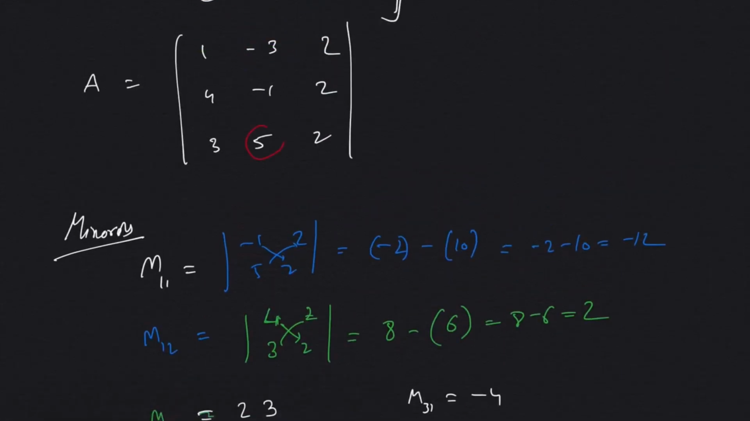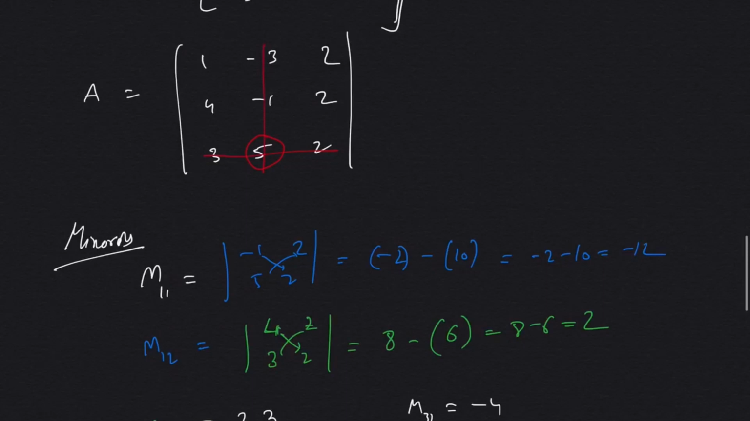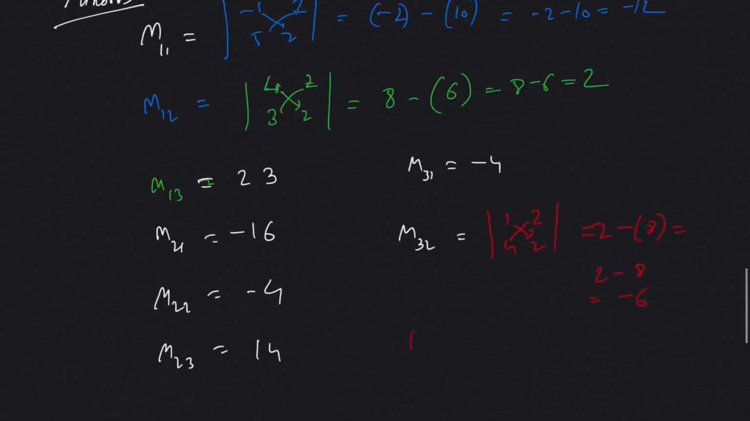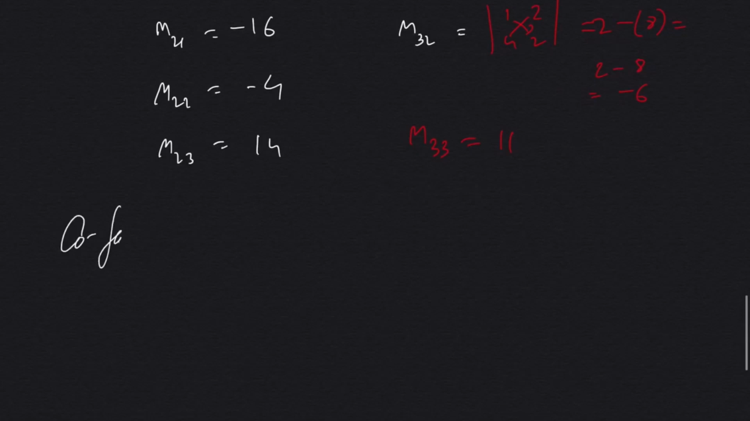M32 is the minor of the element in the third row, second column. For that, again we delete its respective row and respective column. So 1 2 4 2, the 2 ones are 2 minus 4 twos are 8, so that will be 2 minus 8, that is minus 6. Similarly M33, you will find that it will be 11.